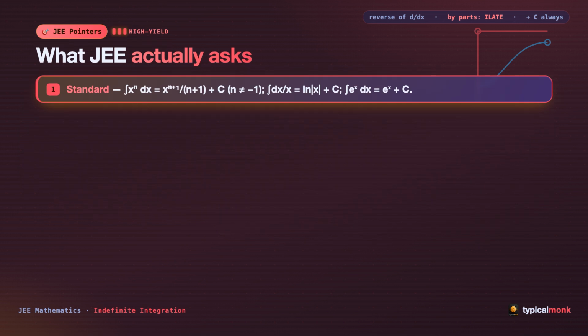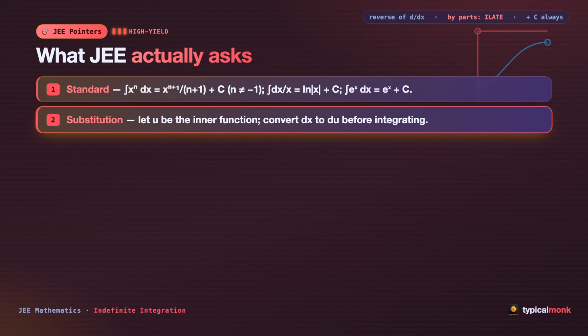5 pointers. 1. The standard forms: the integral of x to the n dx equals x to the n plus 1 over n plus 1 plus c for n not equal to minus 1. The integral of dx over x equals the natural log of the modulus of x plus c, and the integral of e to the x dx equals e to the x plus c.